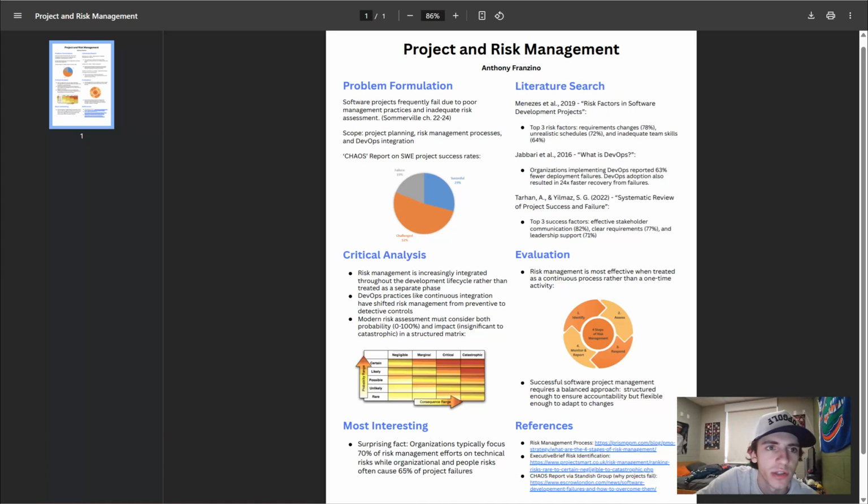This is my semester research project for Intro to Software Engineering. The topic I chose to research was project and risk management, which I believe was module three.